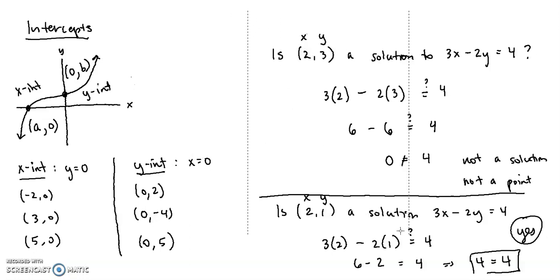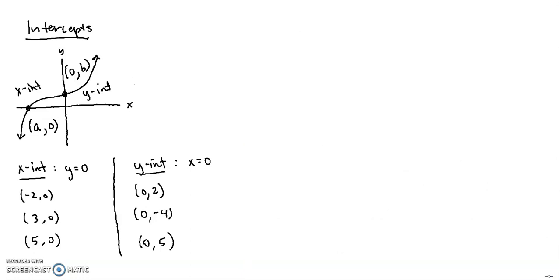All right, and that's true. We're talking about lines right now, but that's true for any function out there. If you want to find the x-intercept, you look at y equals 0, and if you want to find the y-intercept, you look at x equals 0.